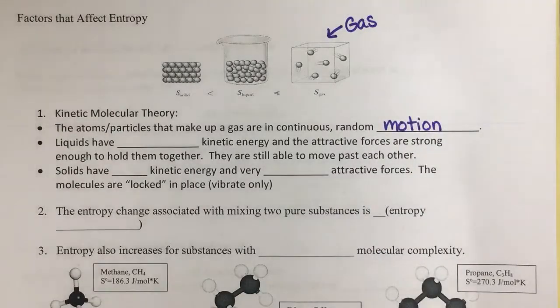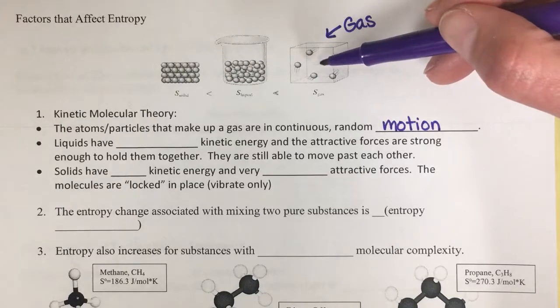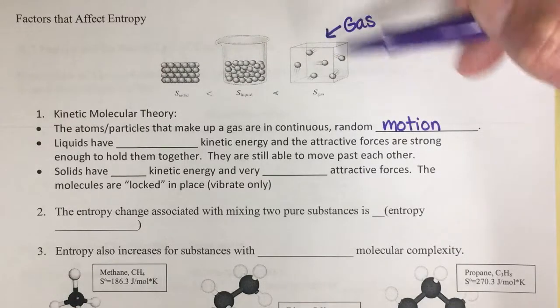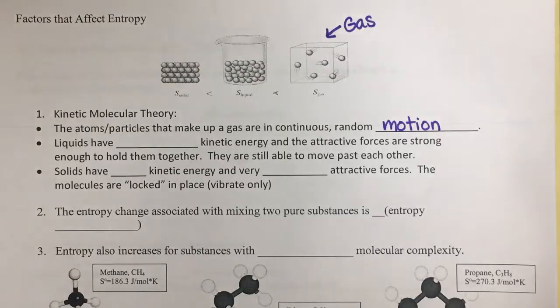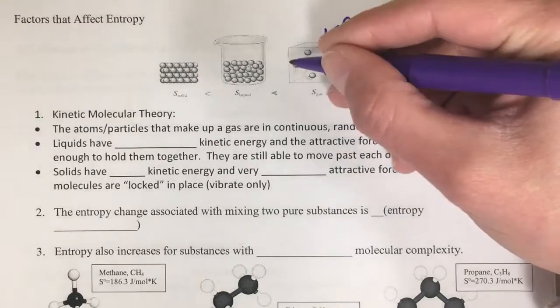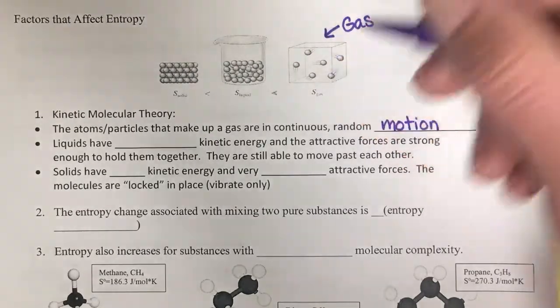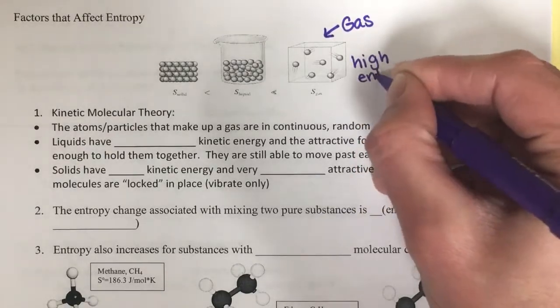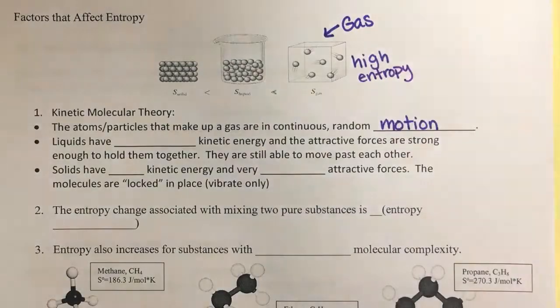Okay? So we said that they're going to travel in a straight line until they come into contact with something. They'll change directions, and we say that the change in speed is going to be basically negligible. So they're just bouncing around. Gases have very high entropy, high disorder.